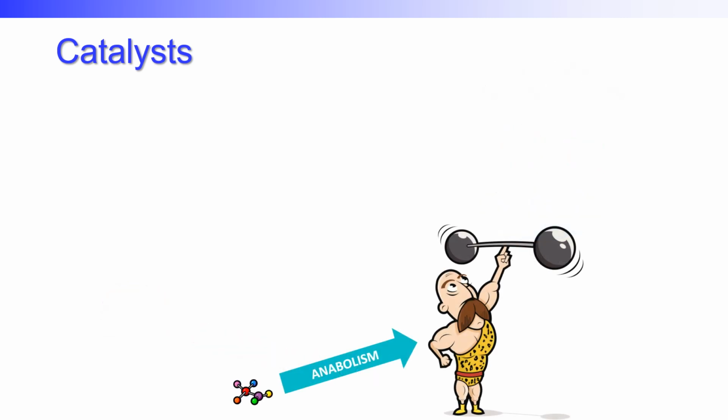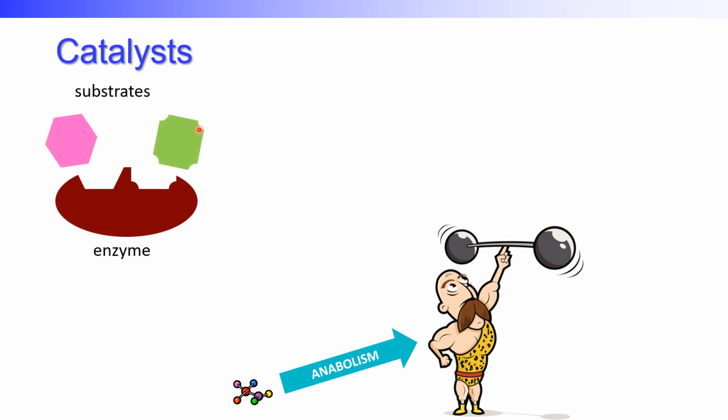Now, what about the other half of this reaction, where we take these small molecules and knit them together to make bigger molecules, things that we need, like muscle and bone? Well, we're going to start off with our small parts, that maybe we made from catabolism, and we're going to put them in a different enzyme. And this enzyme is going to do something such as knit these two small parts together.